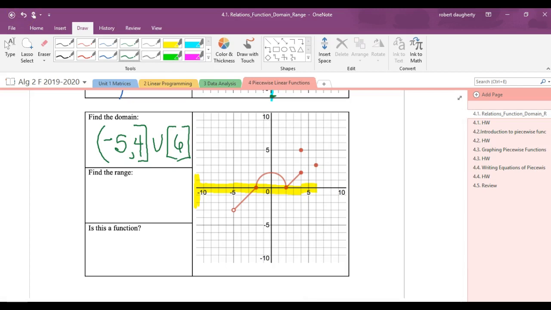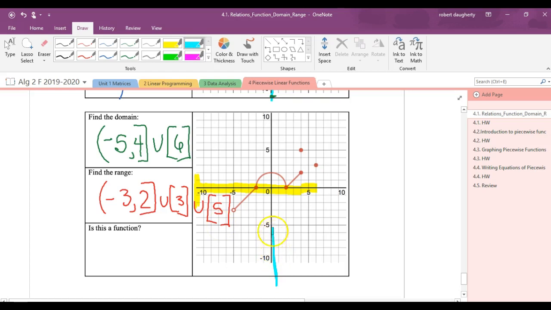Now, the range. What's the range of this guy? Negative 3. What goes around the negative 3? Parentheses, up to what? 2. Bracket. Yeah, there we go. So the range on this guy, there were no values until I got to negative 3. I had values continuously up until I got to 2. And then I jumped. I only saw the value of 3 and 5 were the only things that were left.